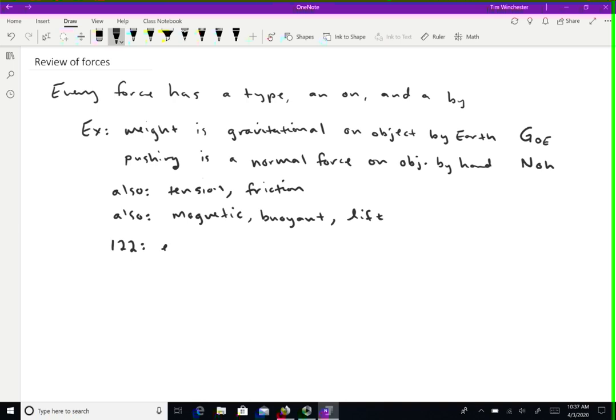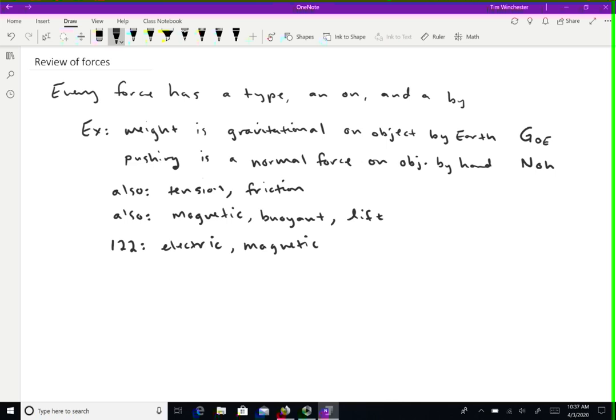Okay, so an electric force is what you would think of as static electricity. So if you rub a balloon on your hair and you notice that then your hair is attracted to the balloon, that's an electric force. We're also going to spend a lot of time on magnetic forces. And like I said, we're doing one chapter on gravity.